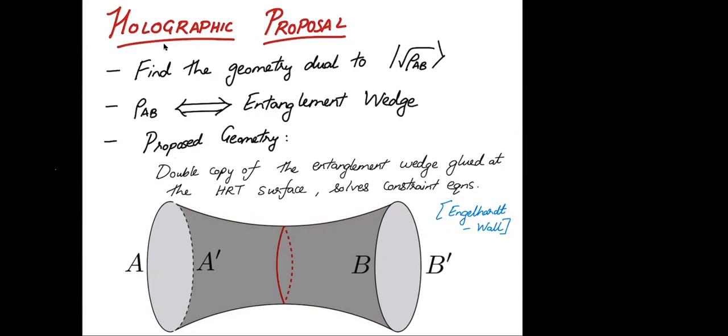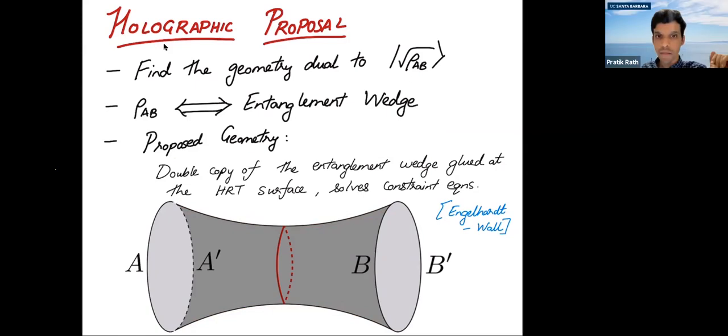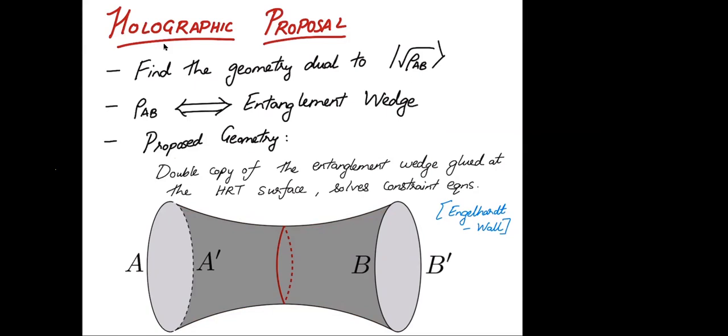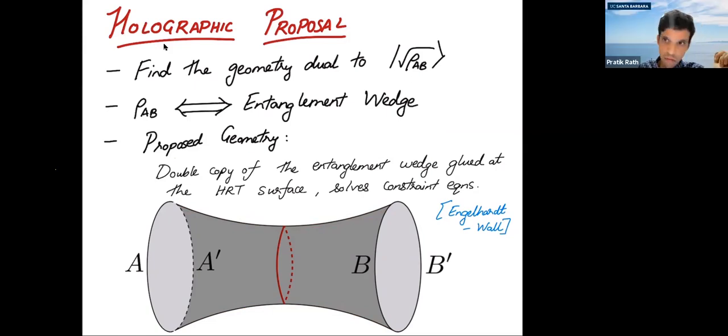Sorry, Pratik. The fact that A and A prime sort of join up has to do with the fact that you're taking the same state on A and A prime, or some complex conjugate of the state on A and on A prime. I mean, why are they connected?